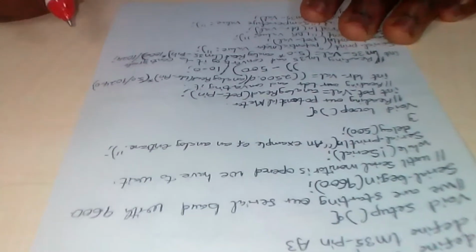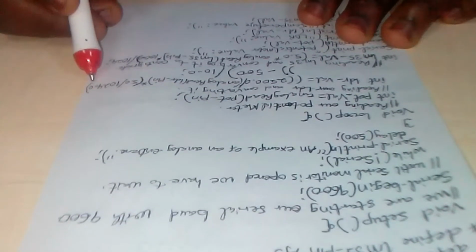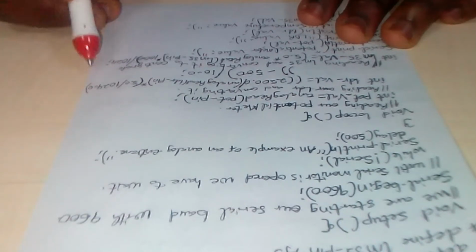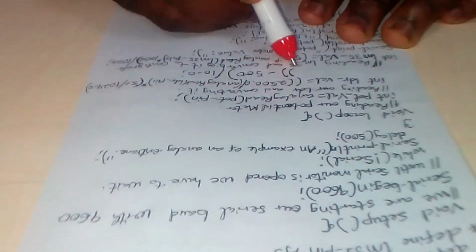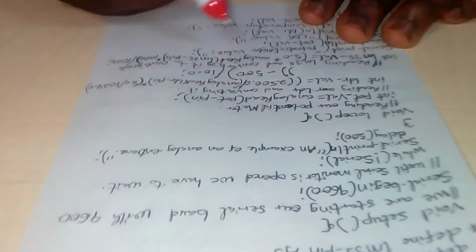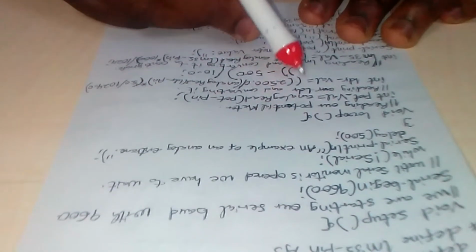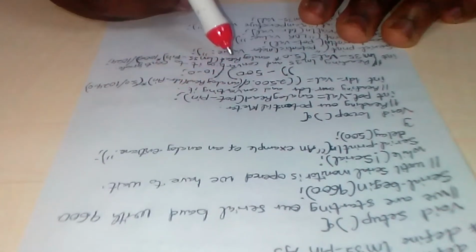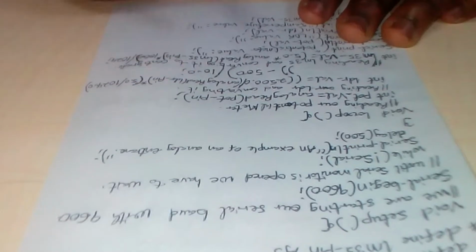Here we can see 0.0. Why do we use 0.0? Because we want it to be in a decimal. Okay, now we continue. We close the bracket here, this bracket, we close it. Now we close the main bracket here. Now minus 500, okay. Now we close it, we divide it by 10.0, okay.